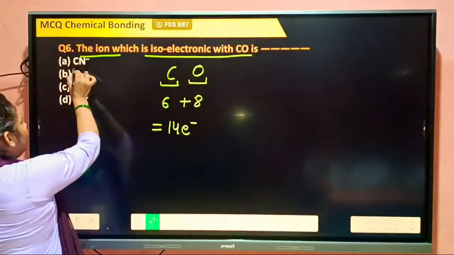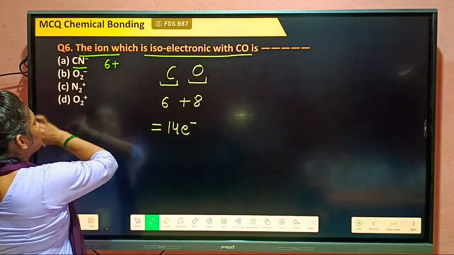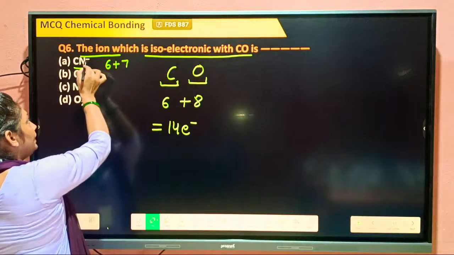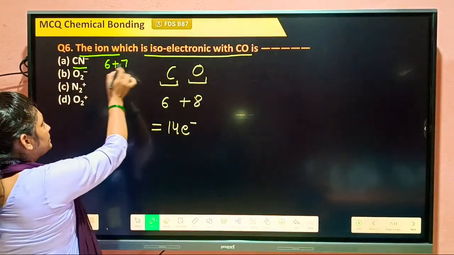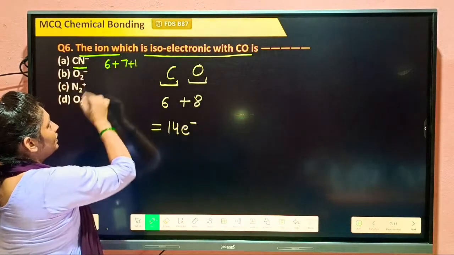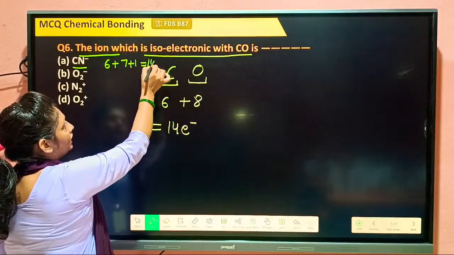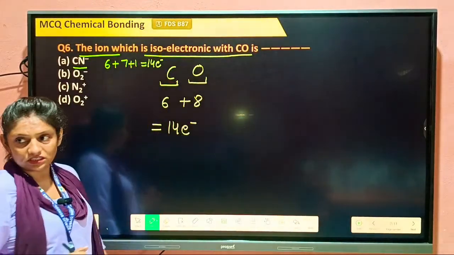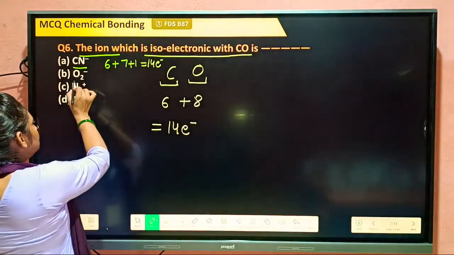Here CN negative: carbon 6 plus nitrogen 7 plus 1 negative charge, which means 1 more electron. So 6 plus 7, 13, plus 1, 14 electrons. So I think this is the right option for this. Okay, so we can see the other options also.